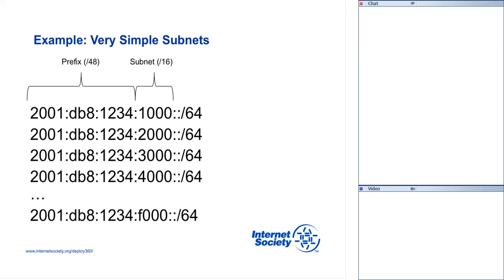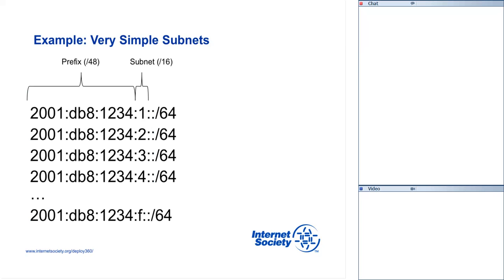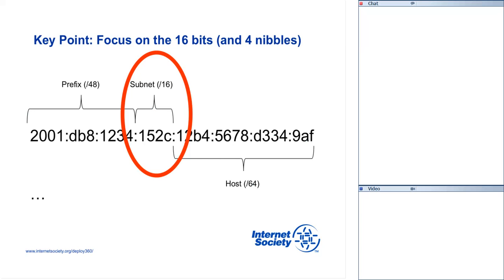Here's some examples of very simple subnets. In this case, the first of the digits is being incremented in the first of the hex digits, and so you're just going to go with DB8 1234 1000, 2000, 3000. You can do something like that. You could allocate it on the last digit, whatever. Using nibbles again makes it very easy to do. The key point is that when we think about subnetting in IPv6, we're really only talking about modifying, for most people, those four hexadecimal digits that are there. That's 16 bits.